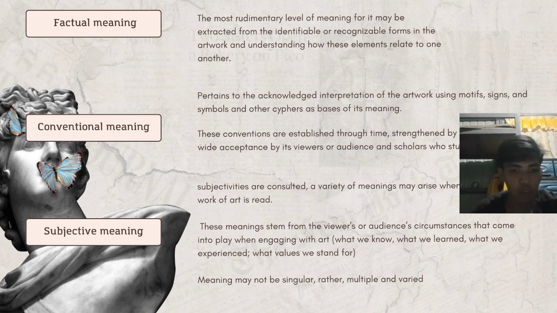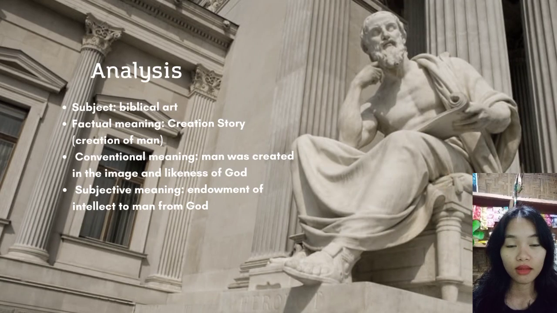Subjective meanings are personal. A variety of meanings may arise when a particular work of art is read. These meanings stem from the viewers' or audience's circumstances that come into play when engaging with art: what we know, what we learned, what we experience, and what values we stand for. Subject: biblical art. Factual meaning: creation story, creation of man.